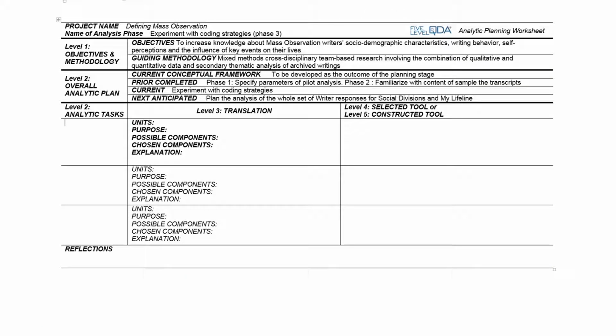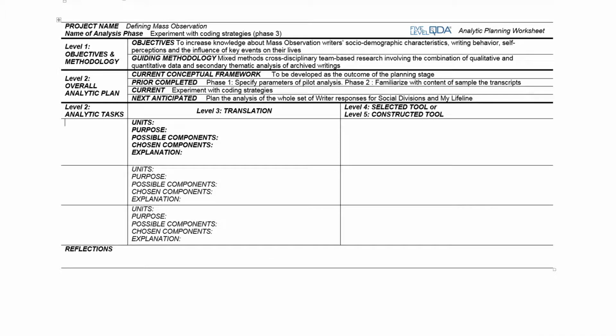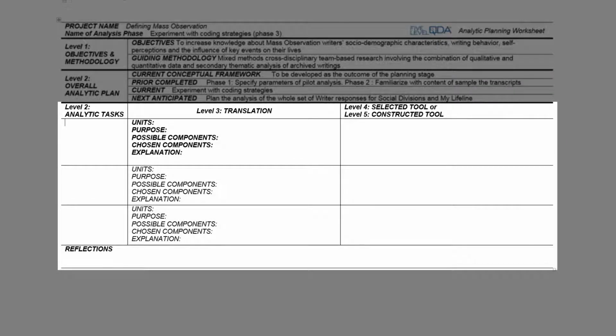So here's the worksheet for phase 3 of the Defining Mass Observation project, and you can see that the top sections are already filled in, which is what we covered in part 1 of this video. The bottom section of the worksheet has 4 areas, and we fill them out one at a time, first from left to right, and then finally the bottom reflection section.